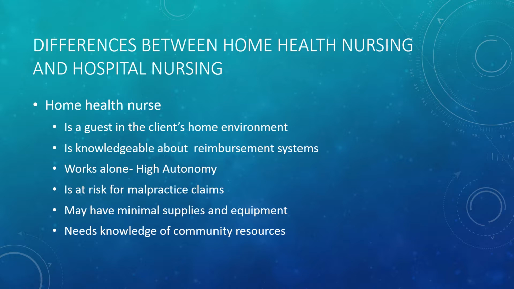Home health nurses have to be very knowledgeable about reimbursement systems and reimbursement issues, whereas in an acute care setting you usually have people that are doing that for you, and the home health nurse has to be knowledgeable about that. There is very much high autonomy in the home health setting. You work alone a lot. You have to be able to make decisions on your own, although you do have that multidisciplinary team that you can collaborate with if needed.